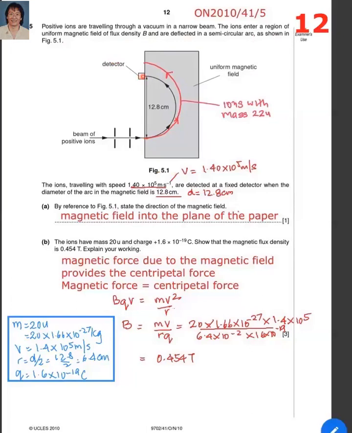By reference to figure 5.1, state the direction of the magnetic field. The magnetic field is into the plane of the paper, as you can obtain using Fleming's left-hand rule.